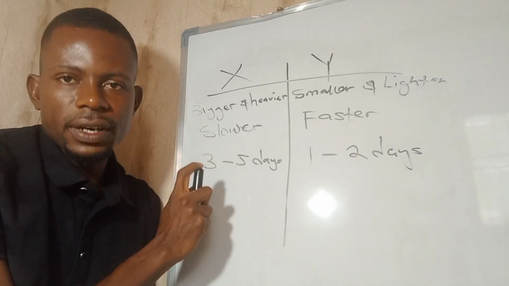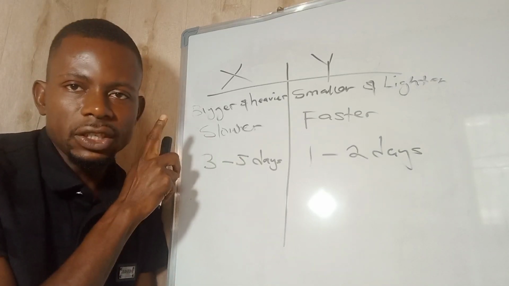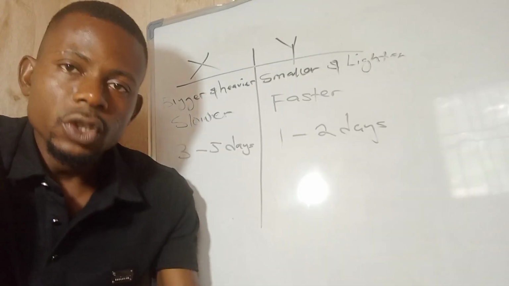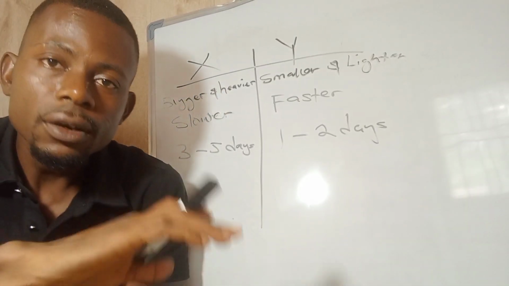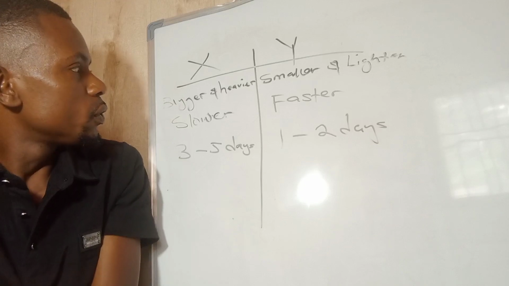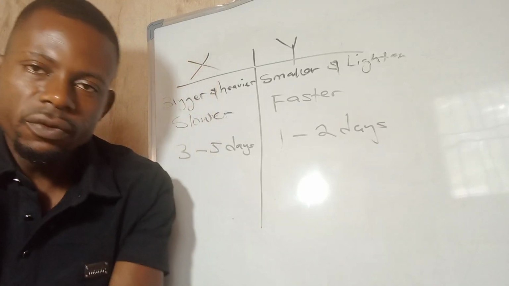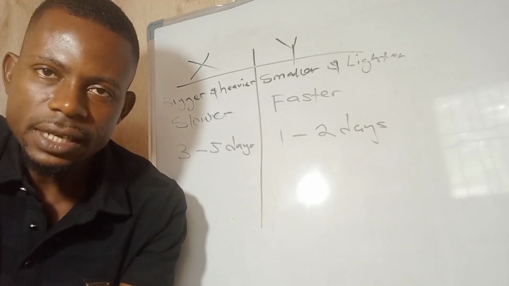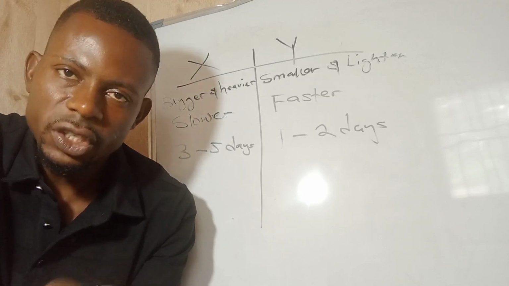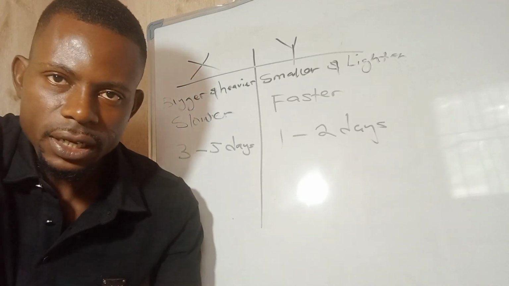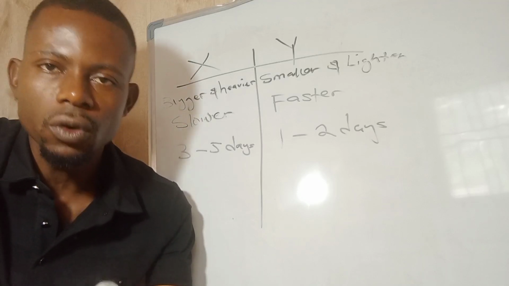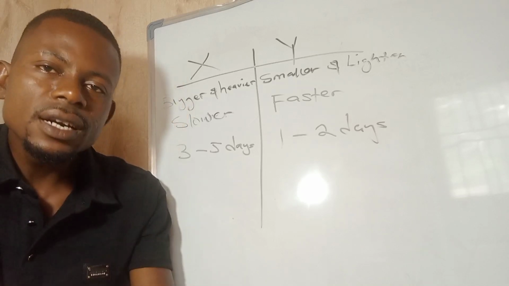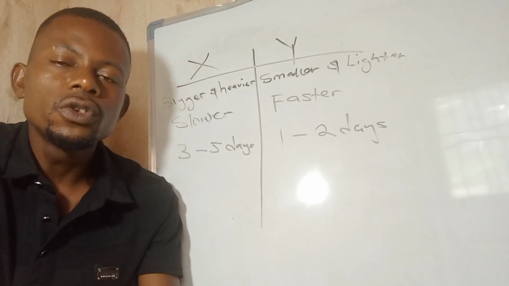So these are the three major differences between the sperm cells carrying the X chromosome and the sperm cells carrying the Y chromosome. So my dear viewer, with this knowledge, you are good to go. If you want a baby girl, if you want a female child, you should have sex 3 to 5 days before your ovulation. Remember, I said you must know your ovulation day. You must know the exact day you are going to ovulate. So if you want a female child, you should have sex 3 to 5 days before your ovulation day.